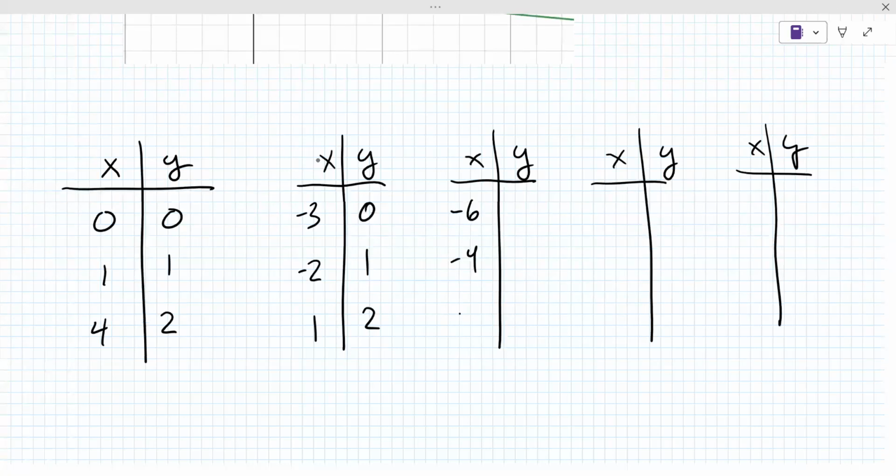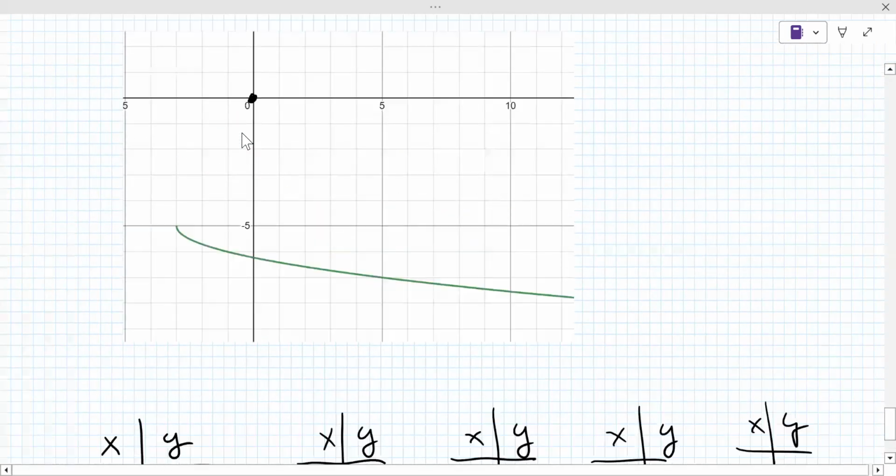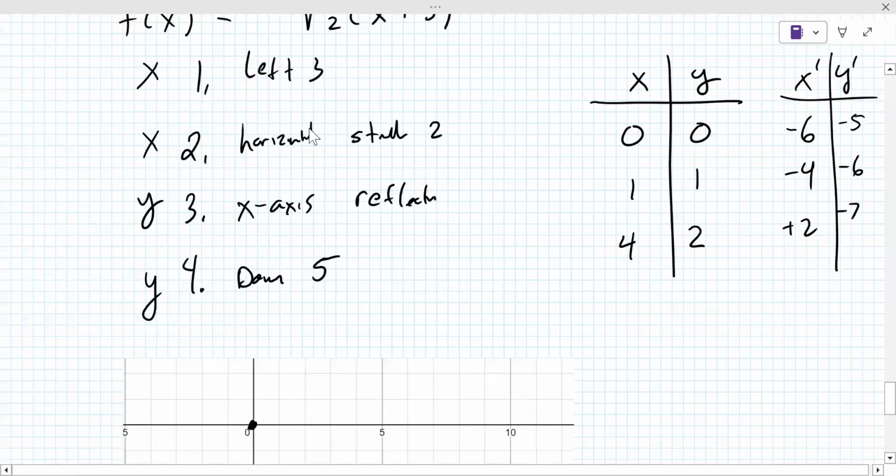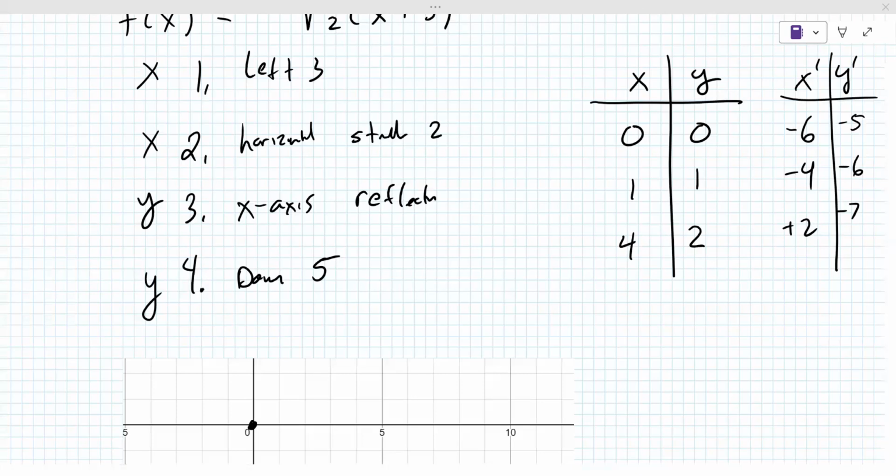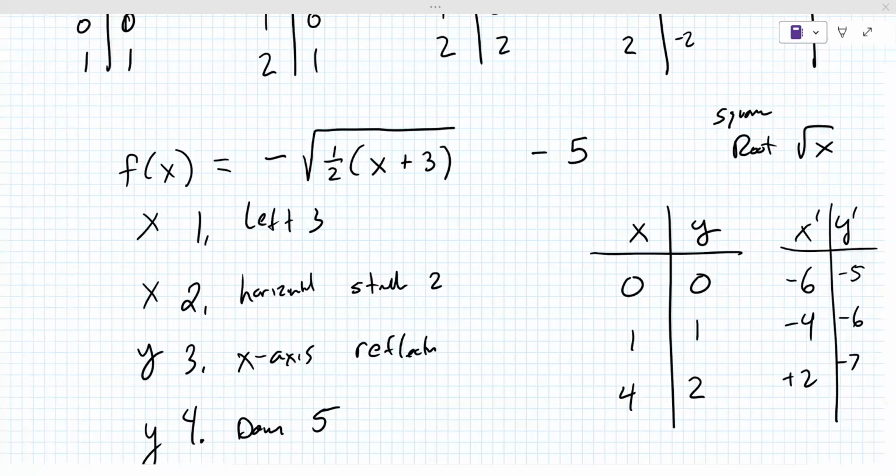Is that right? I let you talk me into that, didn't I? Oh, wait, no. That's the problem here. I gave you the wrong transformation. Sorry. Okay, all right.